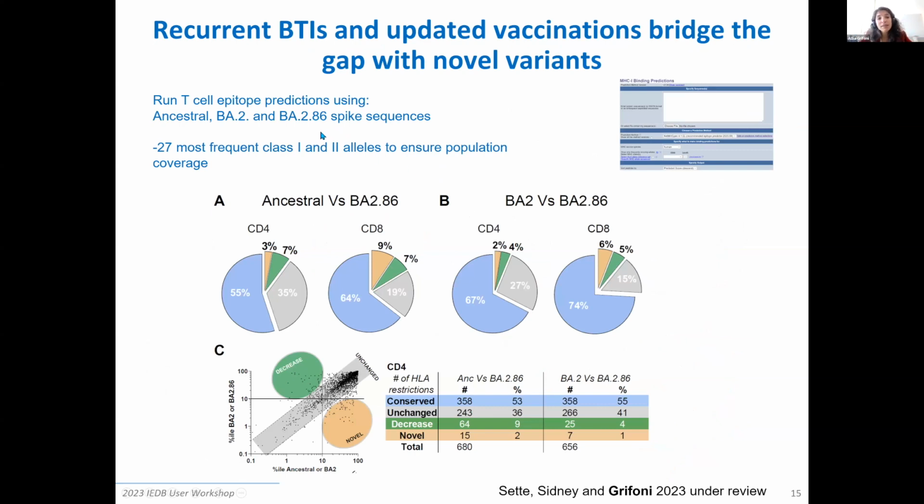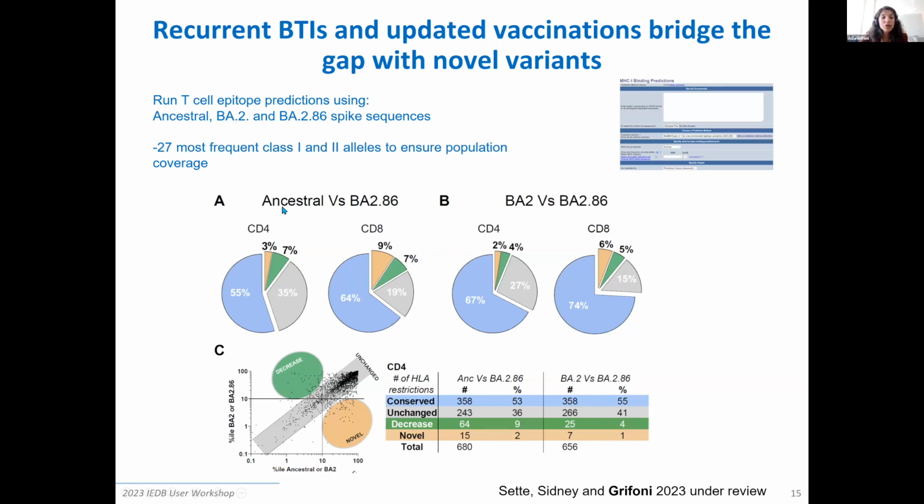To be fair, in this case, we decided to perform a prediction based on the ancestral, the BA.2, and the BA.2.86 spike sequences. We ran this prediction using the most frequent class 1 and class 2 alleles to ensure population coverage. The selection of these alleles is something that IEDB has previously curated to allow good coverage of the population. By doing that, now I'm summarizing the data.